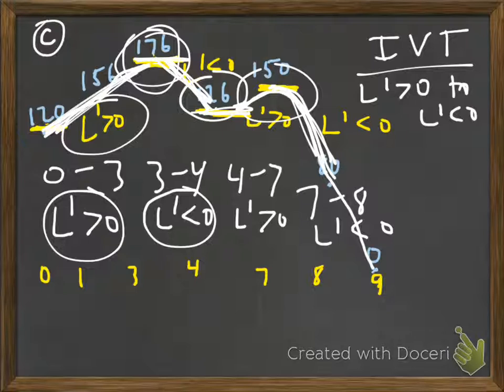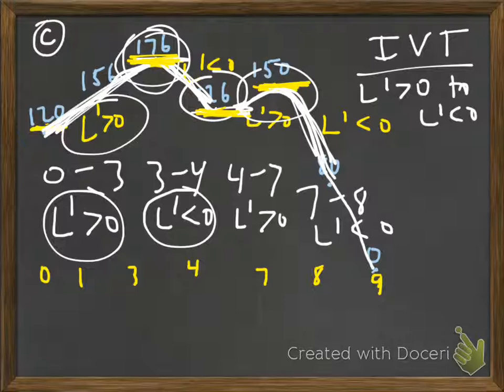Likewise, from 3 to 4 is negative and 4 to 7 is positive, so L prime changes from negative to positive, and therefore we have another horizontal tangent line, another place where L prime equals 0. Then from 4 to 7 to 7 to 8, L prime changes from positive to negative, so L prime must equal 0 somewhere in there as well. So we have 3 places from 0 to 9 where we're guaranteed L prime equals 0, and that's the fewest number of times. Could have more, but you can't have less, and that's the answer, 3.